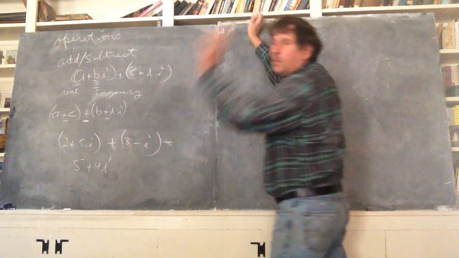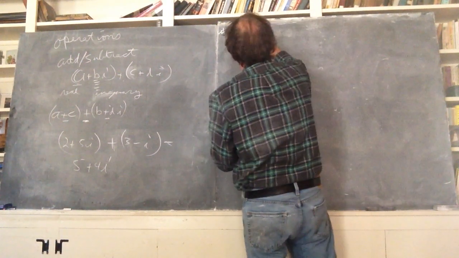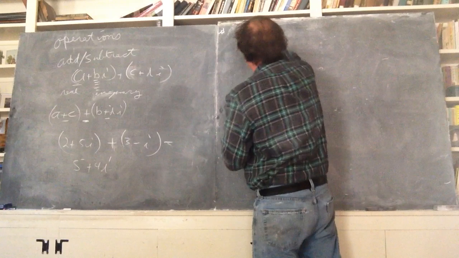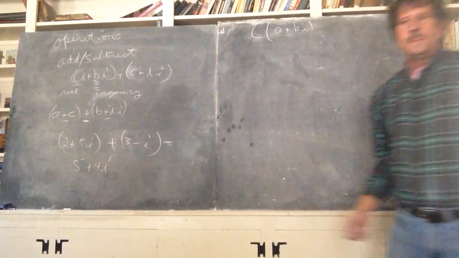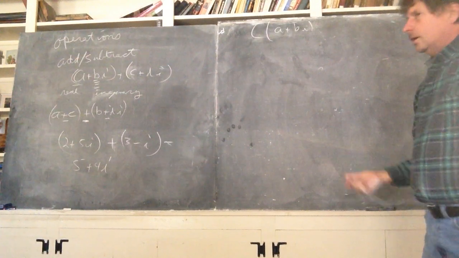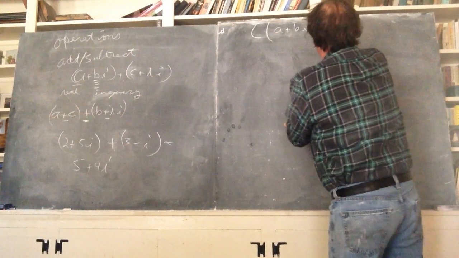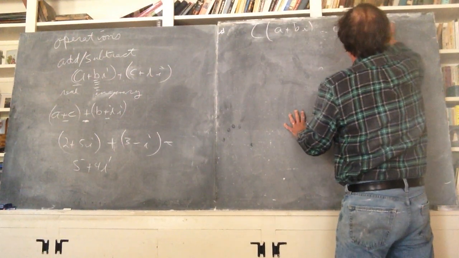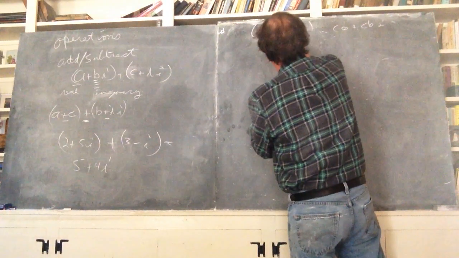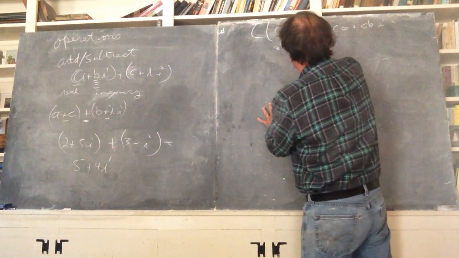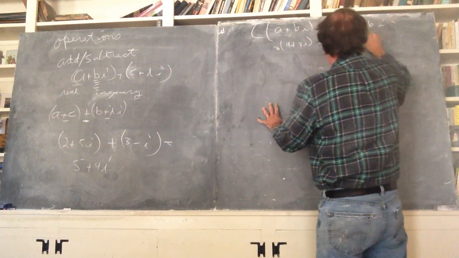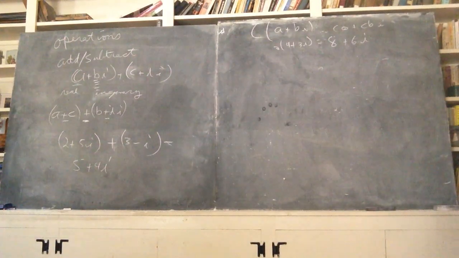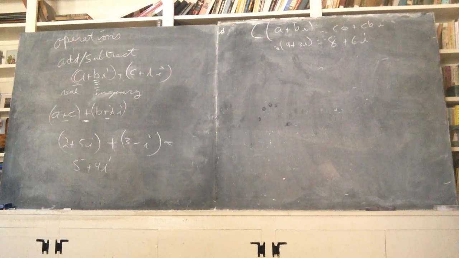So multiplying them. Oh, no. Let's start with multiply by a constant, a real number c times a plus bi. Now that's pretty simple because it's ca plus cbi. 2 times 4 plus 3i is 8 plus 6i. Simple.